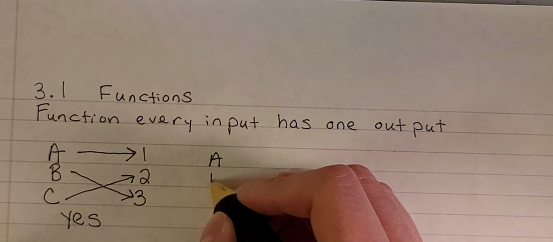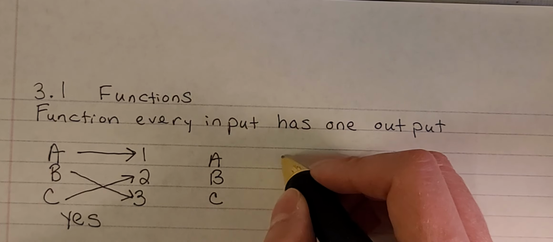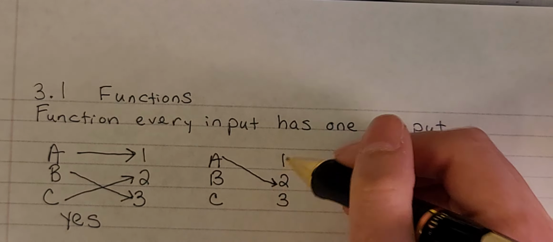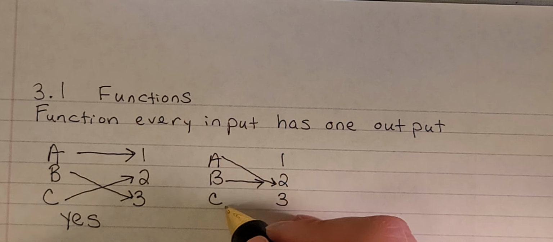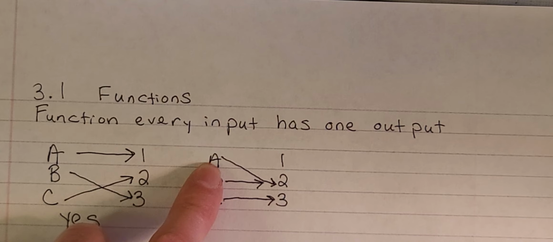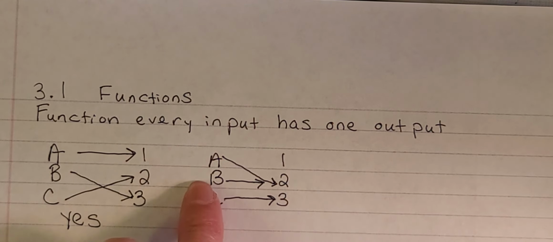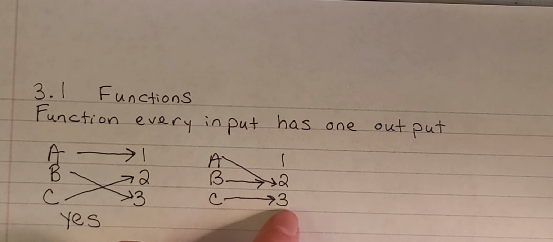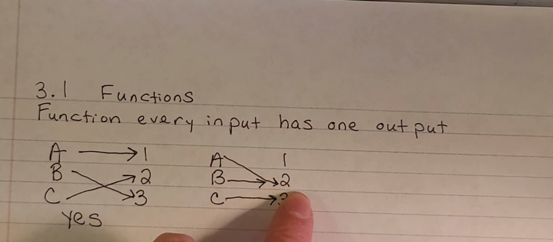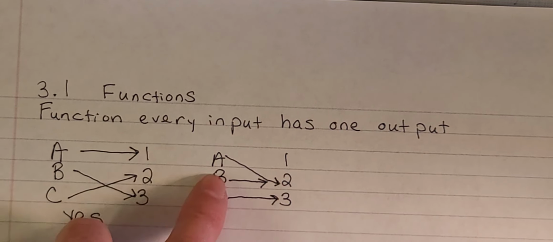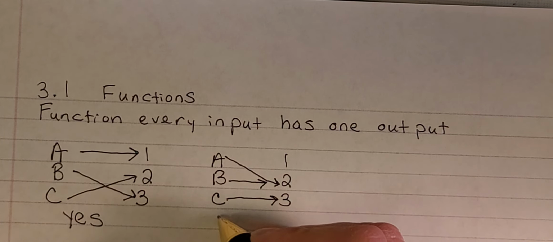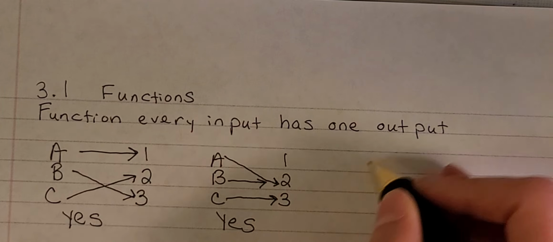Let's do another example. All right, so look at your inputs. A goes to 2, B goes to 2, and C goes to 3. So each input had one output. So this is still a function, even though A and B went to 2, they still each only went to one output. So this is a function.